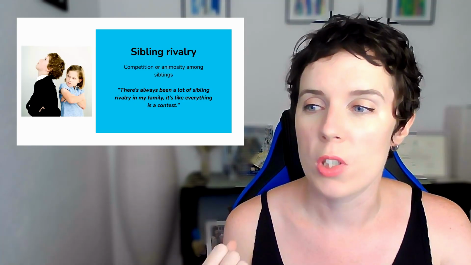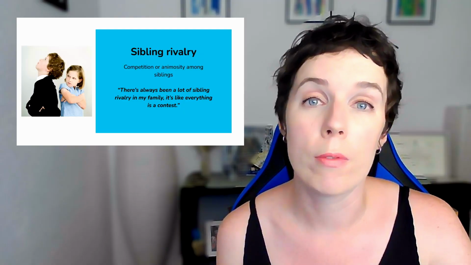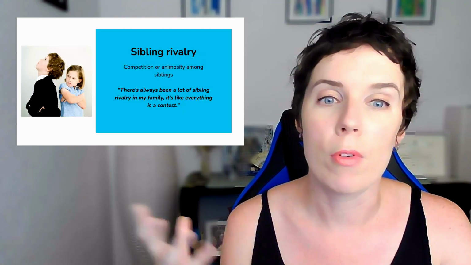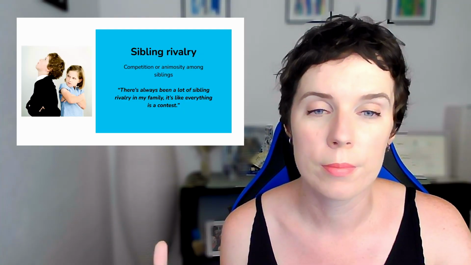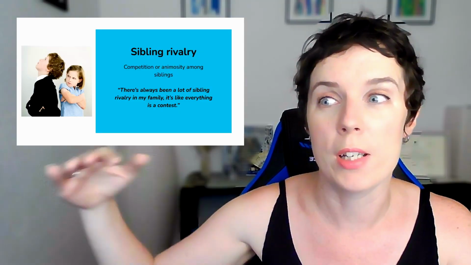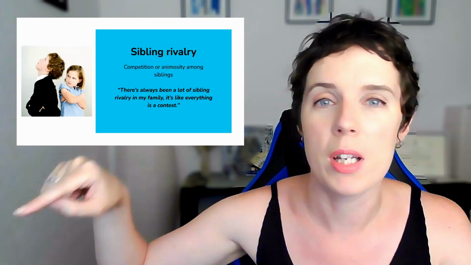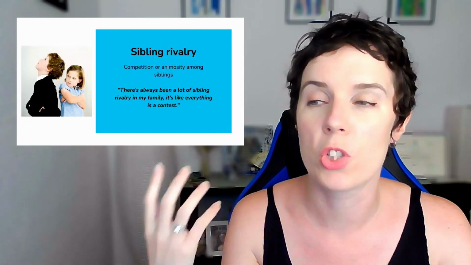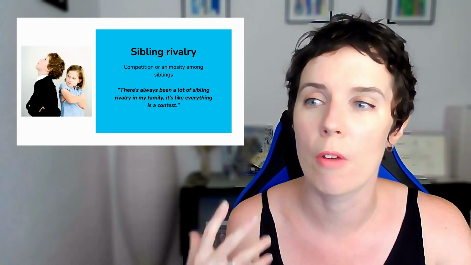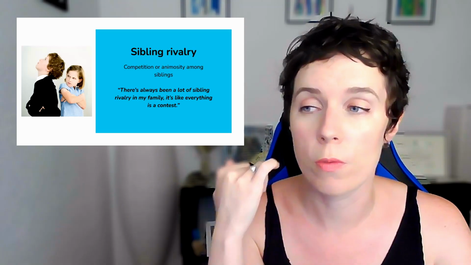So for example, you could say there's always been a lot of sibling rivalry in my family. It's like everything is a contest. So it's like you always have to do better than your sibling, or your sibling thinks that they're better than you are. So that's what sibling rivalry is. Okay, again, very common collocation if you want to use it.